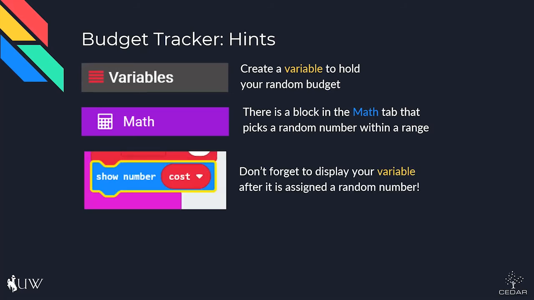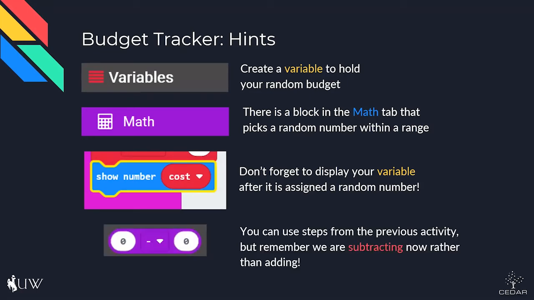Don't forget to display your variable after it's assigned a random number. And the last hint is, you can use steps from the previous activity, but remember we're subtracting now rather than adding.